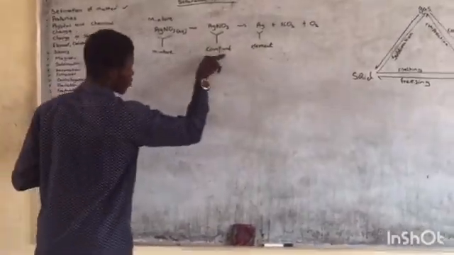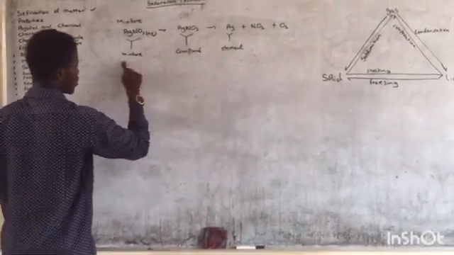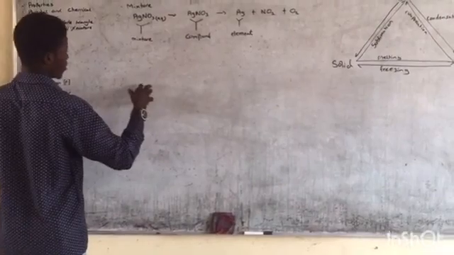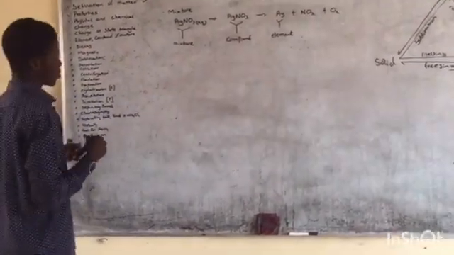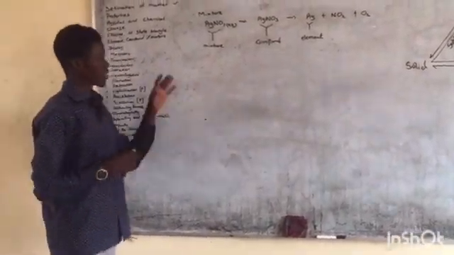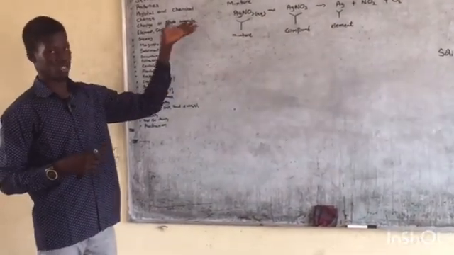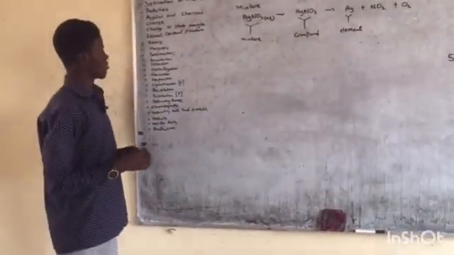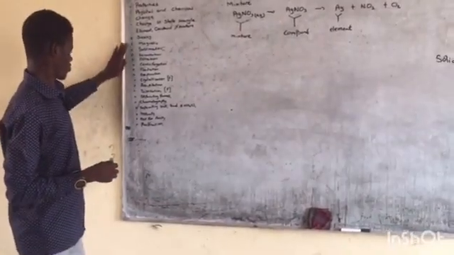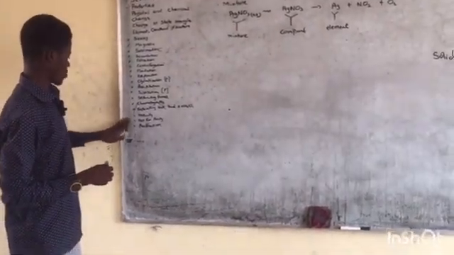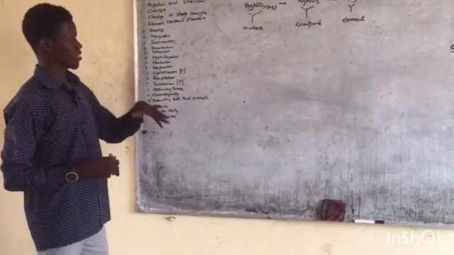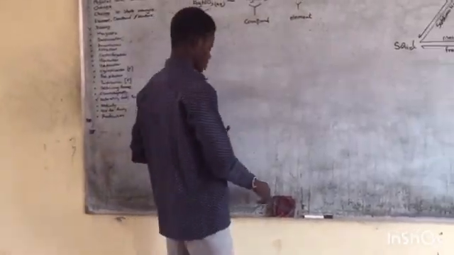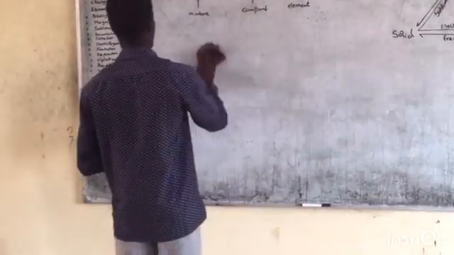So compounds are chemically bonded, while mixtures are just physically combined. That means they are not chemically bonded. And anything that is not chemically bonded together, we can separate using physical changes. Those are the techniques we use to separate things that are not chemically bonded together. And that's what we are going to go into now.